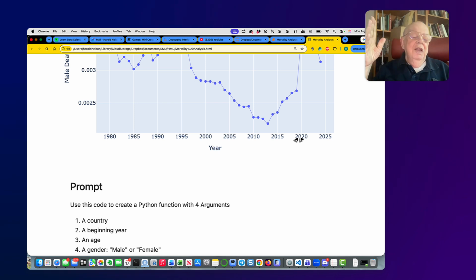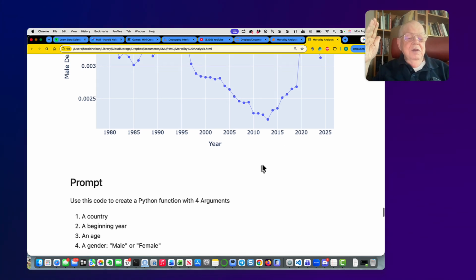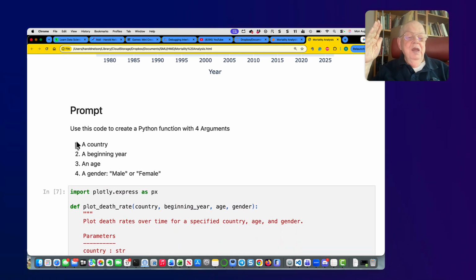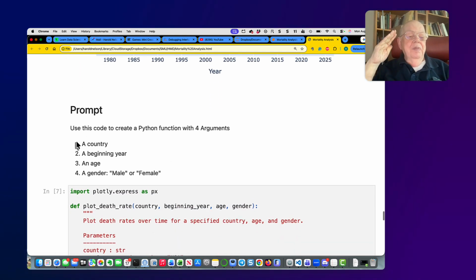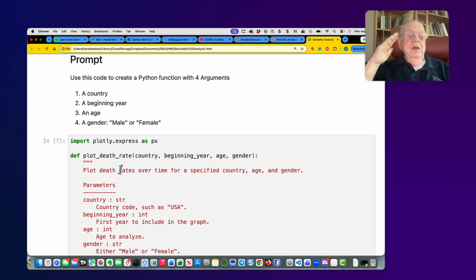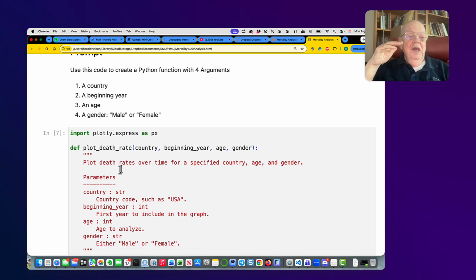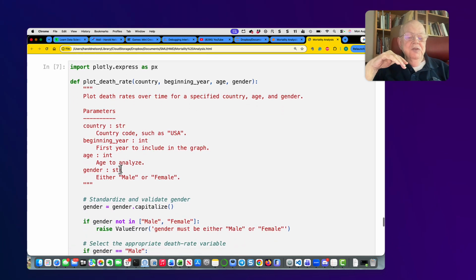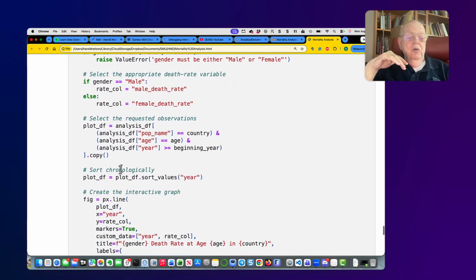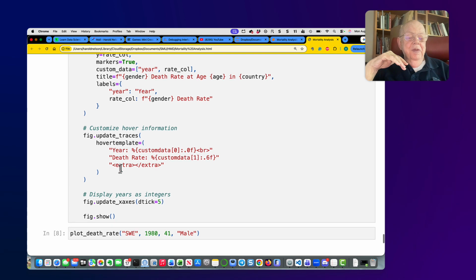And I thought, okay, well, I might like to do that for other countries, maybe other time periods, maybe different ages, and maybe different genders. So again, here's programming in English. And here's the Python code produced by the LLM as a result of the English code. And here I said, let's look at the death rate for Swedes, Swedish males, age 41, starting in 1980.